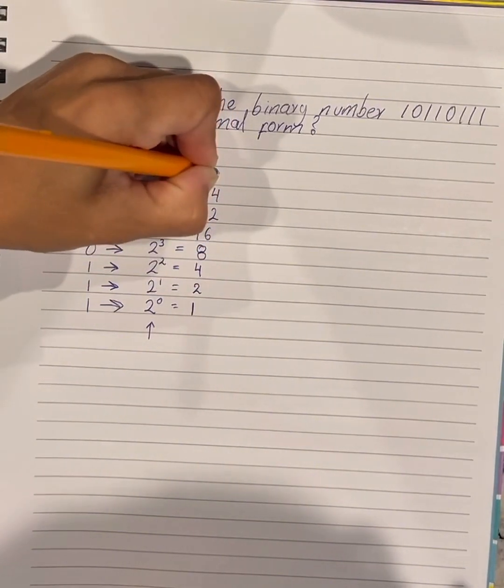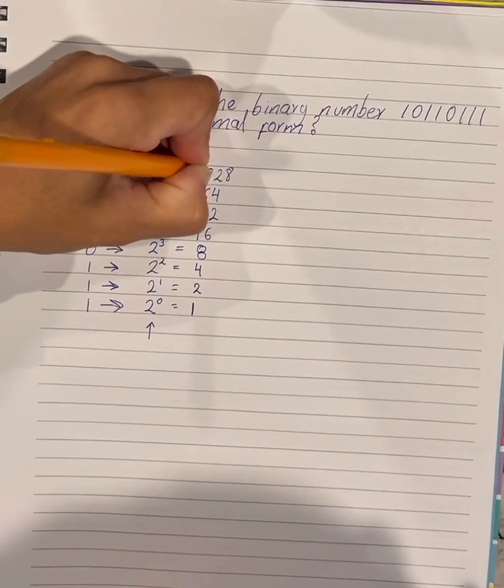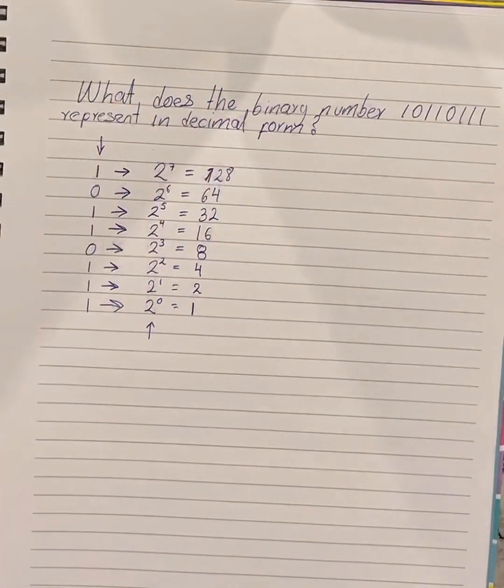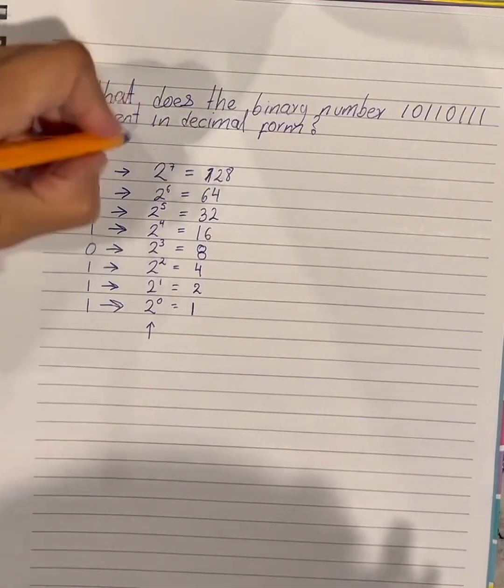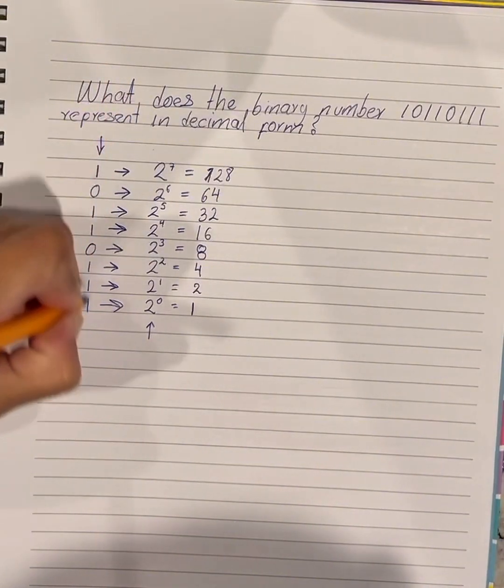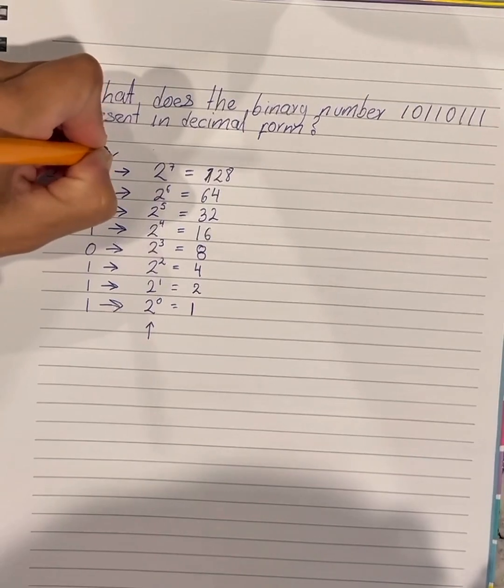So when we take the example 2 to the 7th, it's 2 times 2 times 2 times 2 times 2 times 2 times 2, which equals 128.